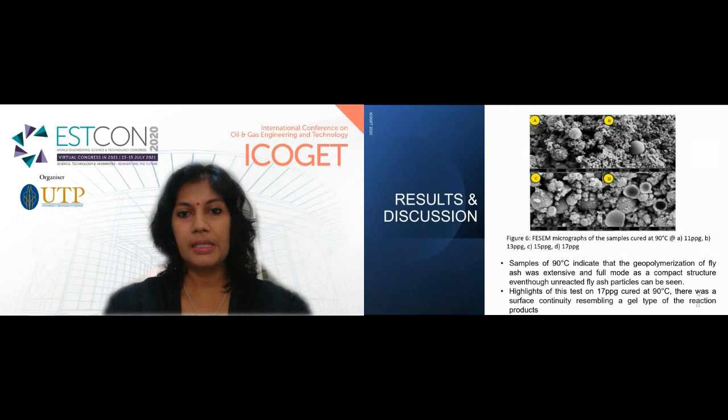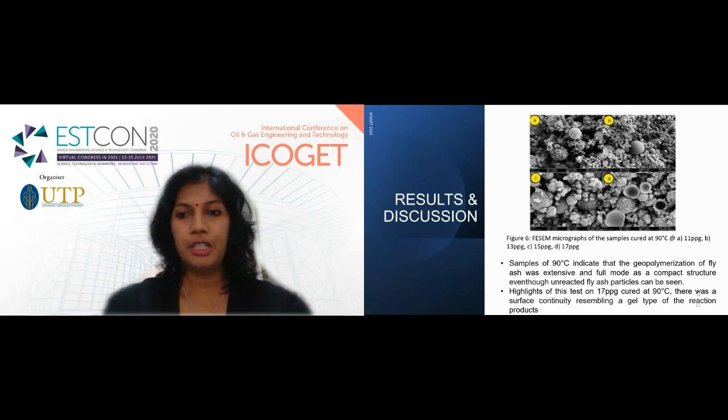Here in figure 6, it shows the micrograph of the samples cured at 90 degrees Celsius at 11 ppg, 13 ppg, 15 ppg and 17 ppg. At 11 ppg and 13 ppg, hollow spheres can be seen and there's no dissolution of silicate, regardless that it has been tested at an elevated temperature.